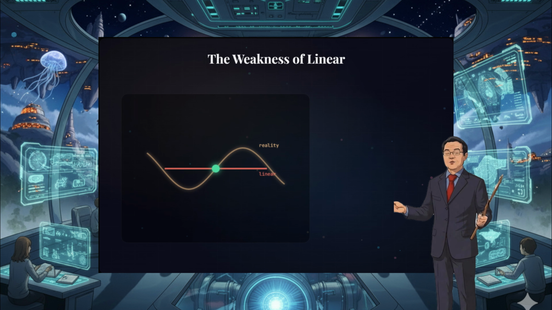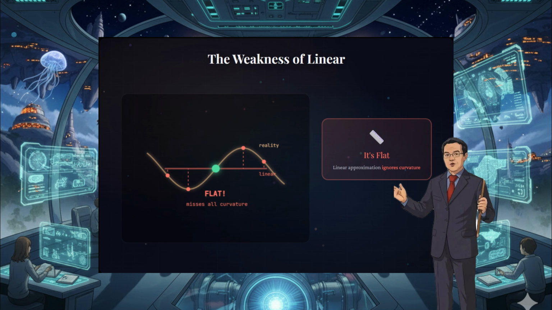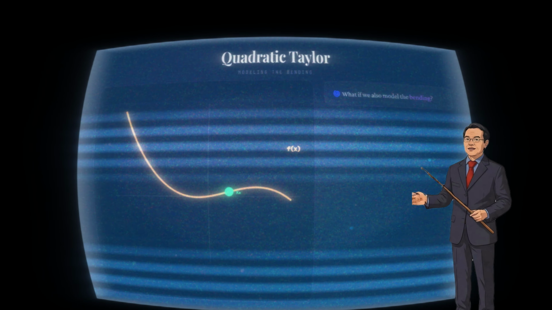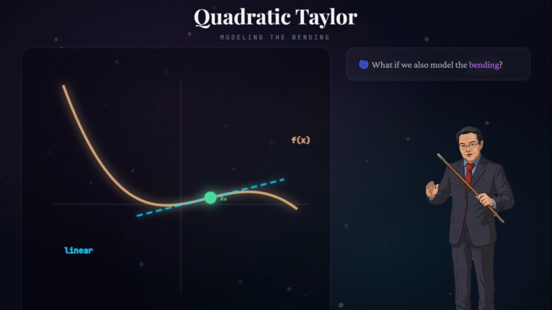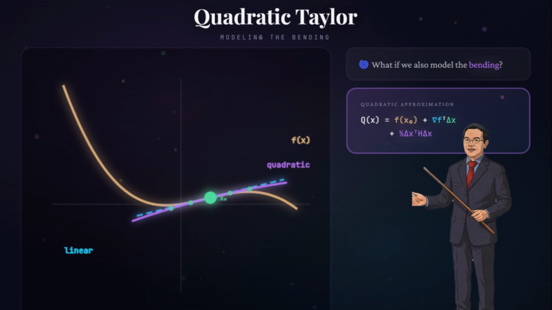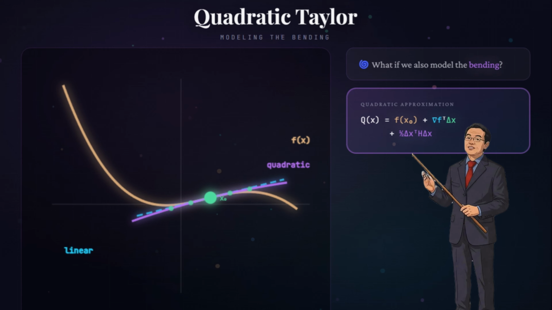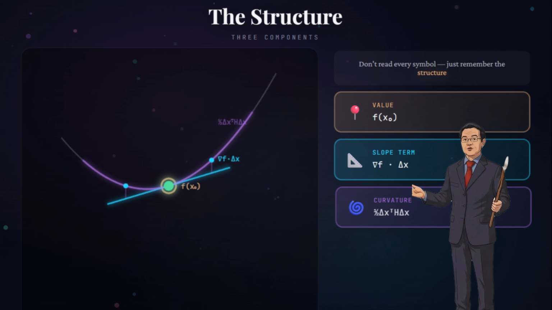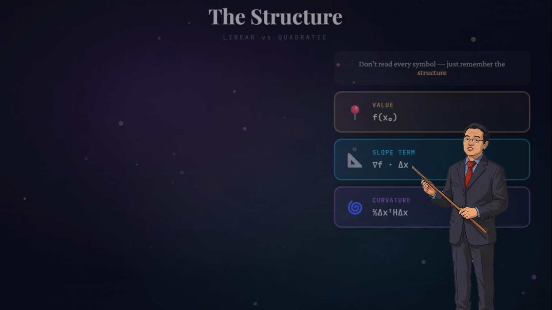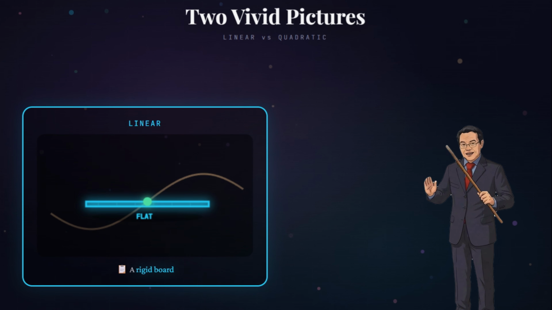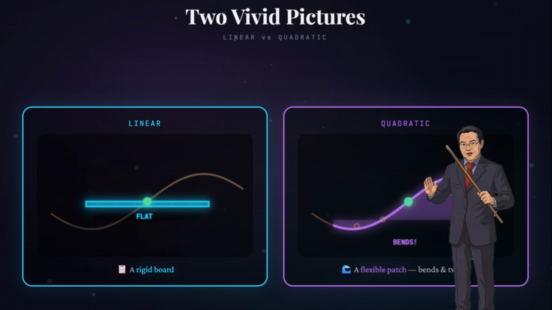But linear has a weakness. It's flat. It ignores curvature. So now we upgrade. Quadratic Taylor is basically, what if we also model the bending? On screen, you'll see the quadratic approximation written using the gradient and the Hessian. You don't need to read every symbol. Just remember the structure: value plus a slope term plus a curvature correction. Two vivid pictures. Linear is a rigid board. Quadratic is a flexible patch. It can bend and it can even twist if the mixed term matters.